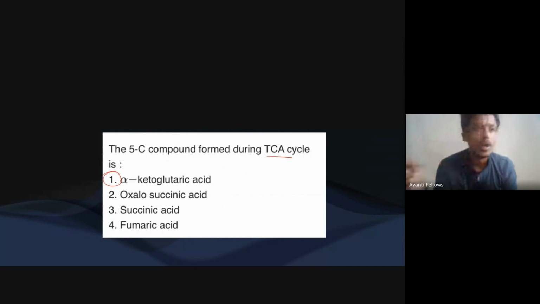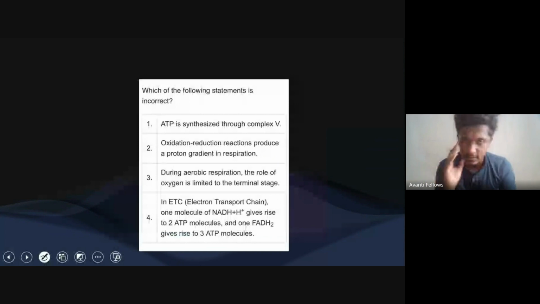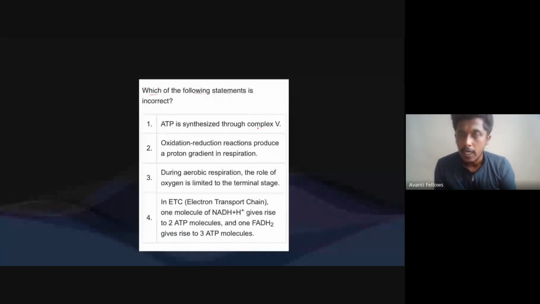Rarely are these types of questions hard, but when structures are there, you just have to take a look at them. Okay, let's solve another question. Which of the following statements is incorrect? ATP is synthesized through complex 5. Oxidation reduction reactions produce a proton gradient in respiration. During aerobic respiration, the role of oxygen is limited to the terminal stage. In the electron transport chain, one molecule of NADH plus H plus gives rise to 2 ATP molecules and one FADH2 gives rise to 3 ATP molecules. We just have to choose the incorrect option. Go through the options carefully and see which is your right option.